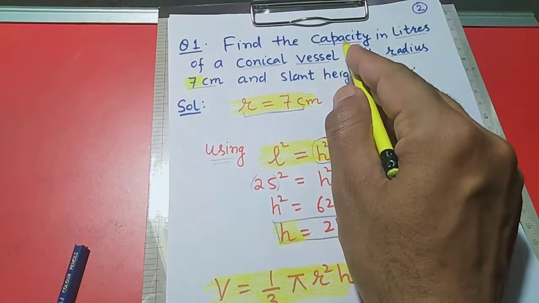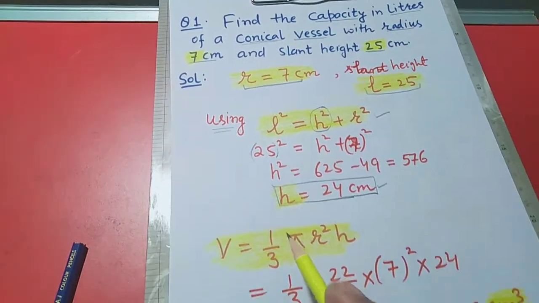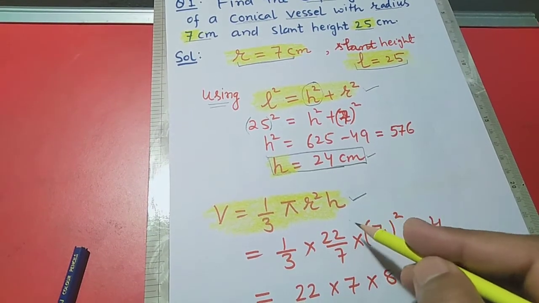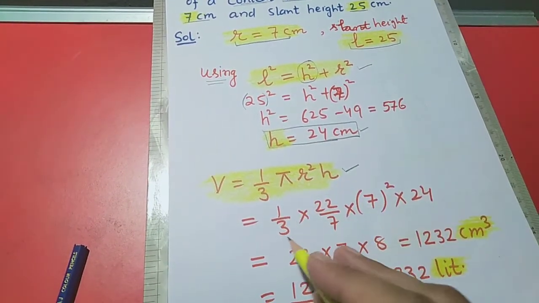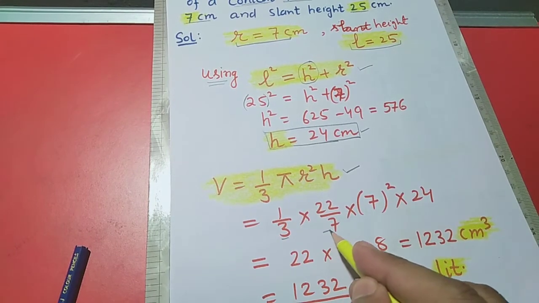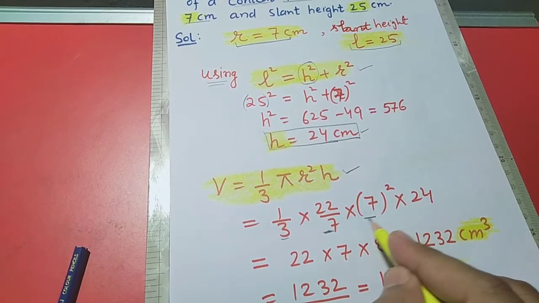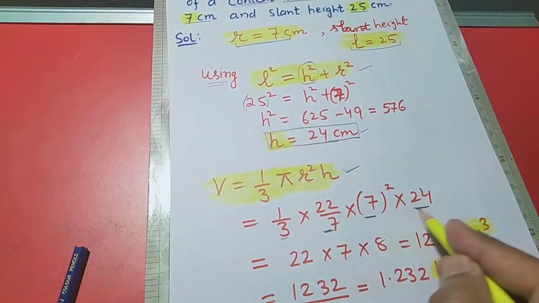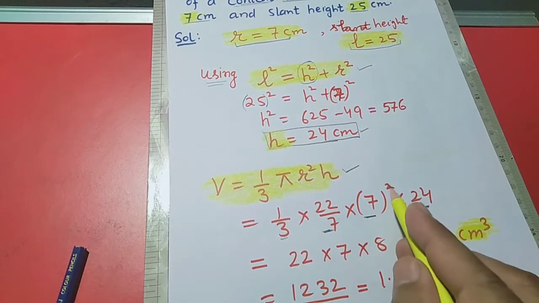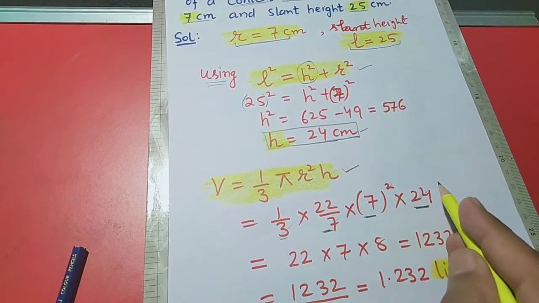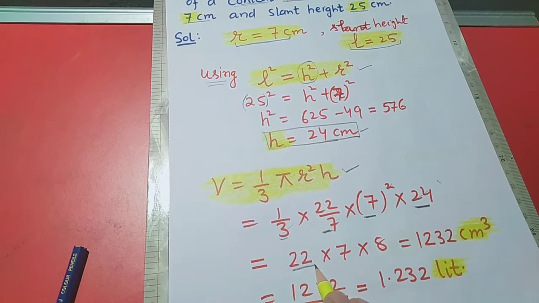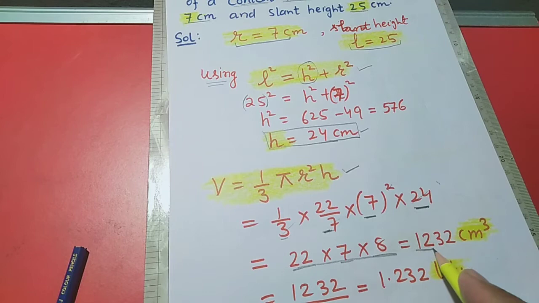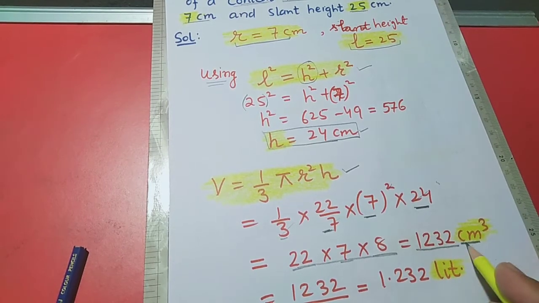Now we know that capacity means volume, and the formula for the volume of the cone is 1 by 3 pi r square h. So 1 by 3, then the value of pi, then r is 7, so 7 square, then h is 24. Then one 7 will cancel, and 3 eights are 24. This way we have 22 into 7 into 8. After multiplying, we get 1232 centimeter cube.